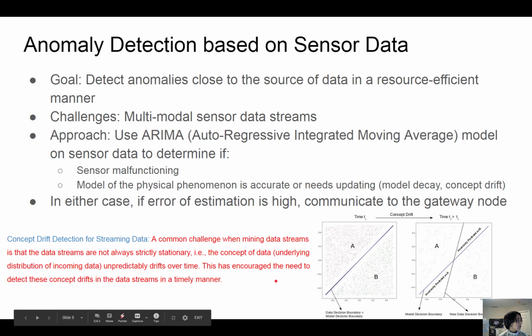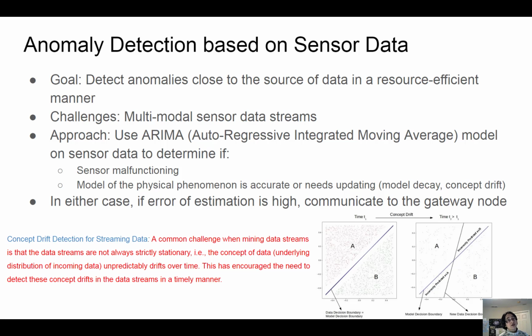Like I said, anomaly detection algorithms detect anomalies, but we want this detection to happen close to the source of the data. So this is resource efficient. But the challenges are you have these multimodal data streams coming from multiple sensors. Our approach is the simpler variant of an algorithm called ARIMA, which is auto-regressive integrated moving average. The more sophisticated variant of an anomaly detection algorithm would be an LSTM, which is also computationally more expensive.